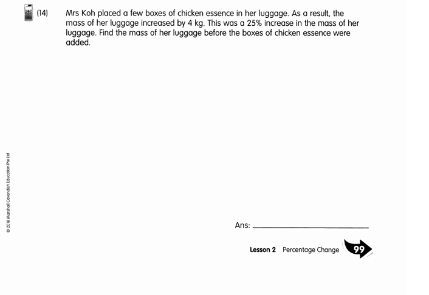Right, so you know that the mass of her luggage increased by 4 kg. This was a 25% increase in the mass of her luggage. So this 4 kg results in a 25% increase. In other words, what are they trying to tell you? 25% is actually your 4 kg. Sorry, this is a bit untidy.